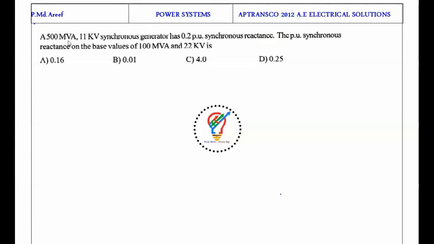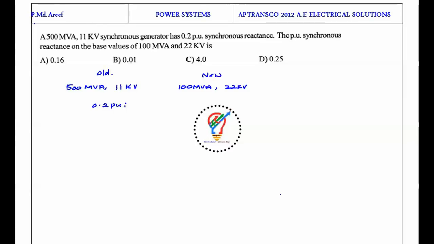The first question is: a 500 MVA, 11 kV synchronous generator has 0.2 per unit synchronous reactance. Find the per unit synchronous reactance on the base values of 100 MVA and 22 kV. So here we have two sets of values. The first one is the alternator at 500 MVA and 11 kV, with a per unit reactance of 0.2 per unit. Now we are changing the base values. The new base value is 100 MVA and 22 kV. So these are new values and these are old values.